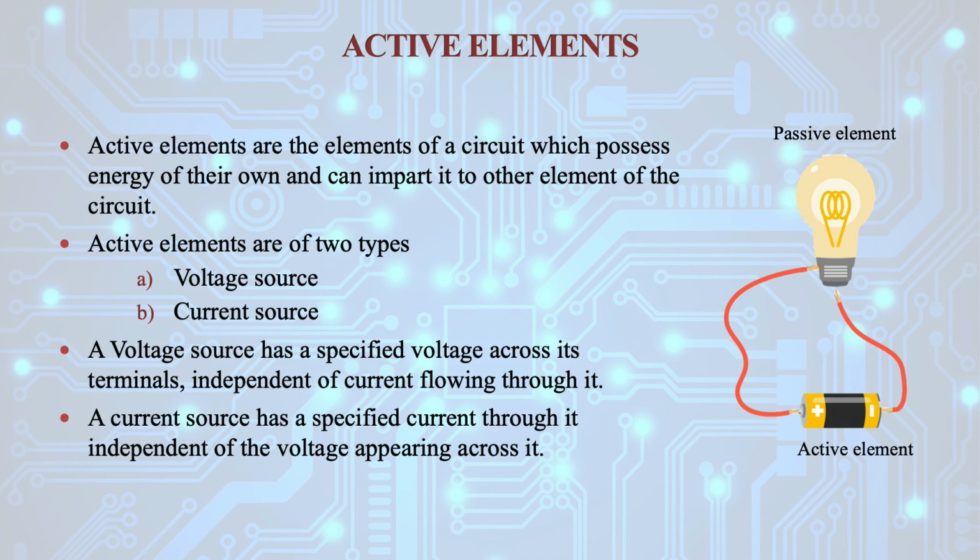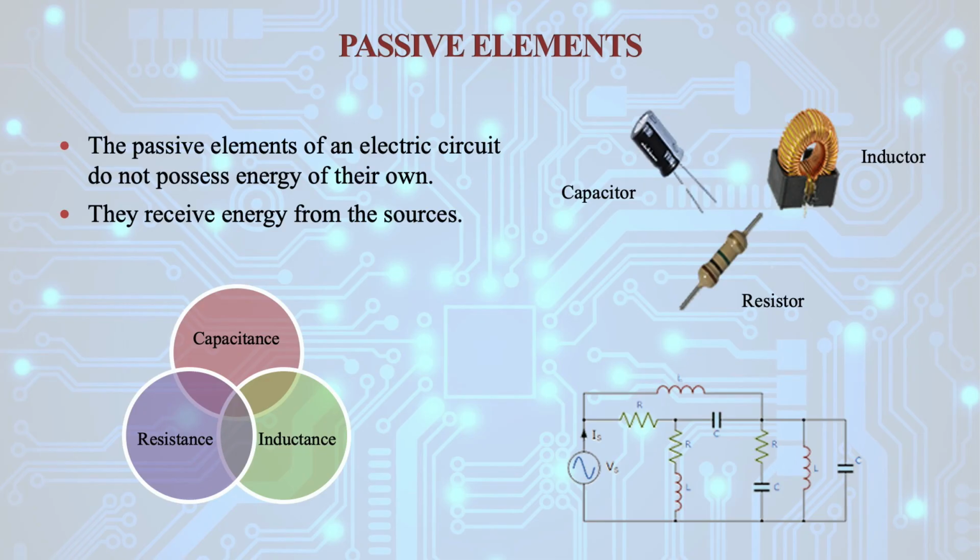In the diagram you can see there is a battery and there is a bulb. So this battery is working as an active element and the bulb will work as a passive element, because this battery is giving energy to the bulb. That means this bulb is receiving some energy from that active element, that is the battery. So the battery is an active element and this bulb is a passive element. Now we have to understand what a passive element is. The passive elements of an electric circuit do not possess energy of their own. They receive energy from the sources.